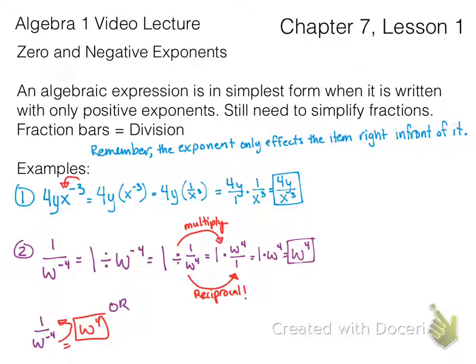fourth. The other way you could have done this is just moved the w to the negative fourth up, because remember, a negative exponent tells it to move to the other side. Since w to the negative fourth was on the bottom already, moving it to the other side of the fraction bar means moving it to the numerator side. So it would just be 1 times w to the fourth, because remember, the move causes the exponent to become positive, which is just w to the fourth. 1 times w to the fourth is just w to the fourth.